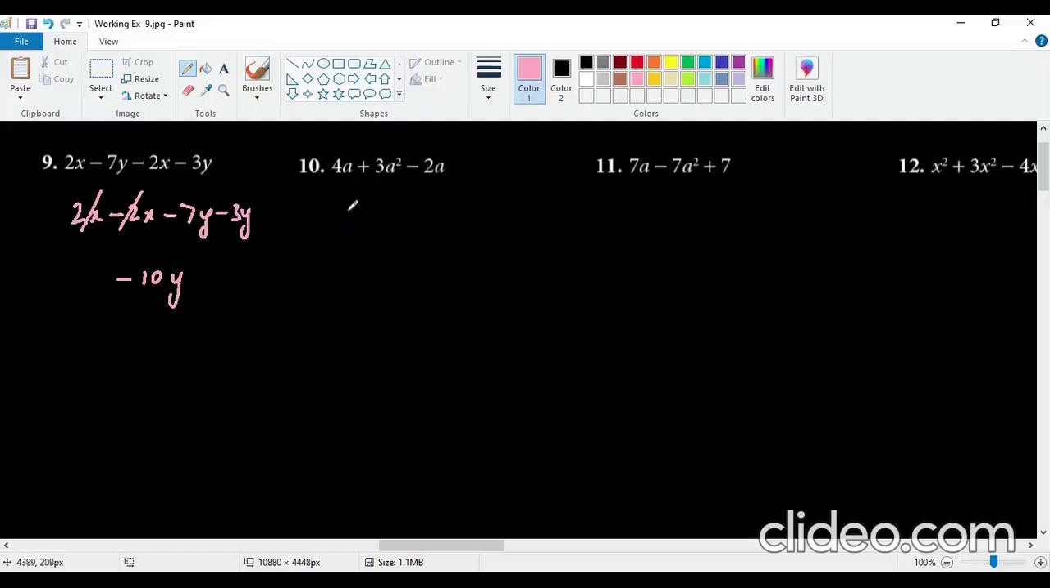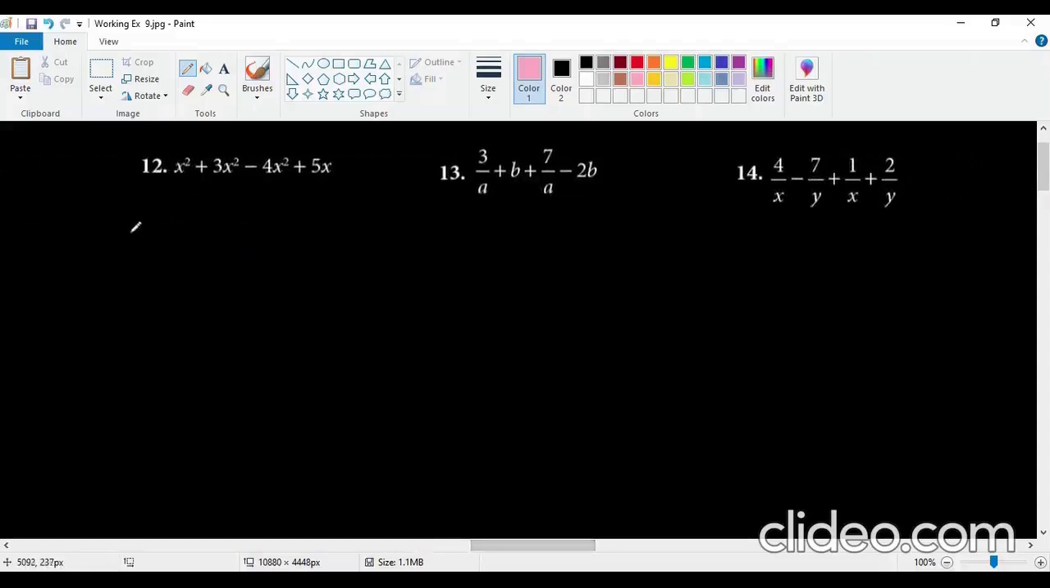Now comes question number 10. In here, there are two like terms, 4a and minus 2a, and plus 3a square. So 4 minus 2 is going to give you a 2a, plus 3a square is going to be your answer. Then comes question number 11. All are unlike terms, so I can write as it is without any change. So this is going to be your answer.